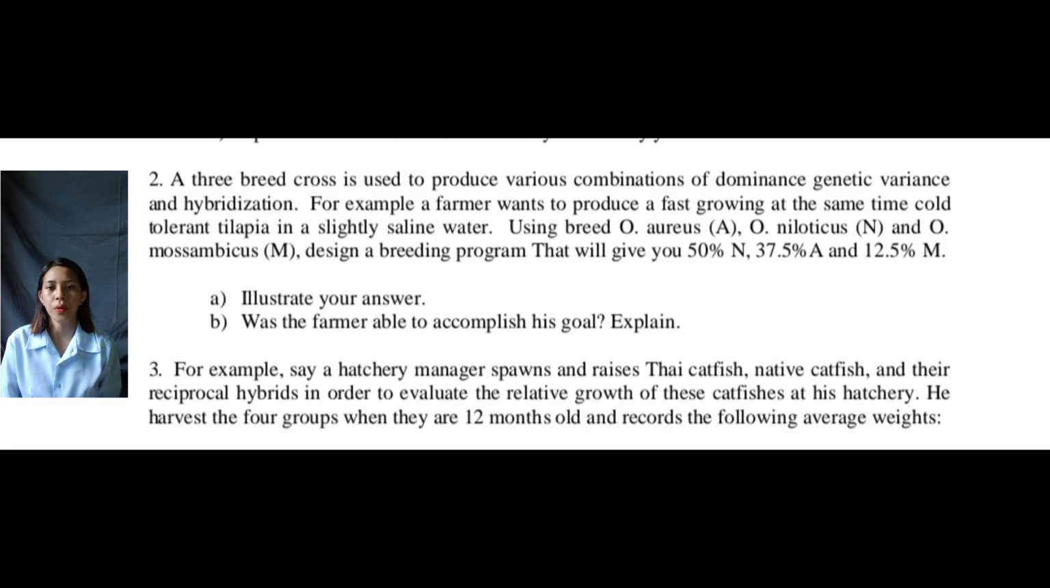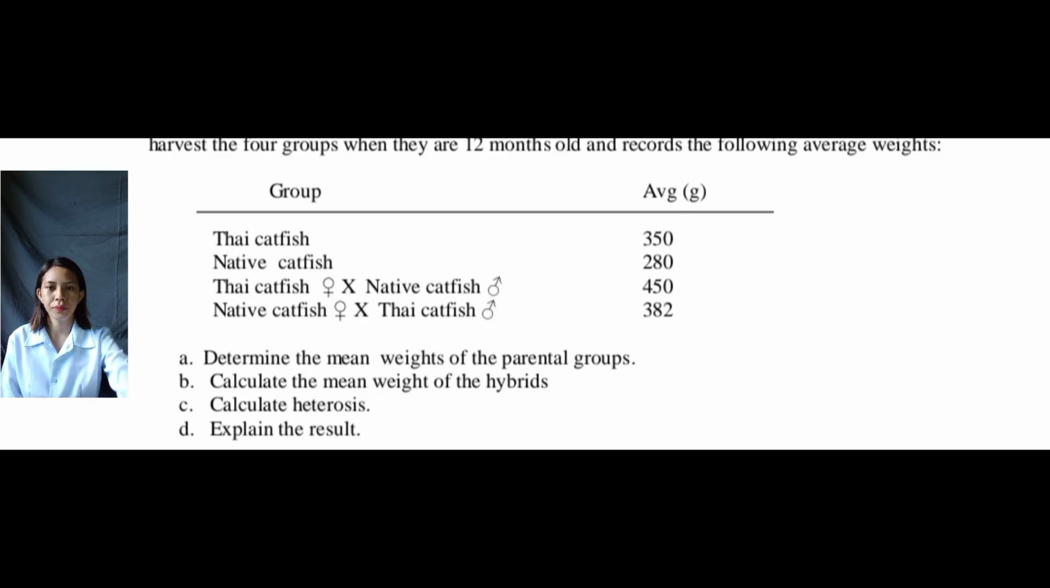Question number 3. For example, say a hatchery manager spawns and raises Thai catfish, native catfish, and their reciprocal hybrids in order to evaluate the relative growth of these catfishes at his hatchery. He harvested the four groups when they are 12 months old and records the following average weights. The question is, letter A, determine the mean weights of the parental groups. Letter B, calculate the mean weight of the hybrids. Letter C, calculate heterosis. Letter D, explain the result.